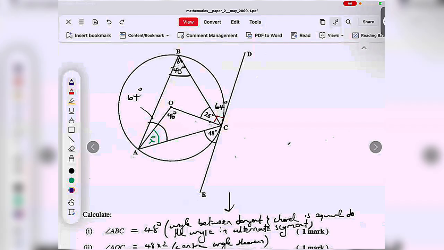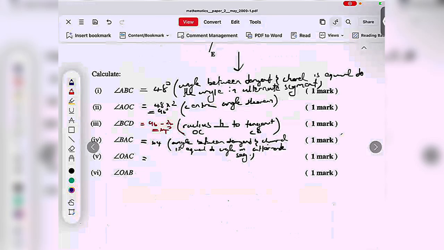Correct. OA and OC are radii. So when you have a radius from the center and another radius from the center going to the same circle, which is only one circle, they are going to be equal. So this over here is going to be x as well. So what's the calculation then? 42. How did you get that, Miss A?